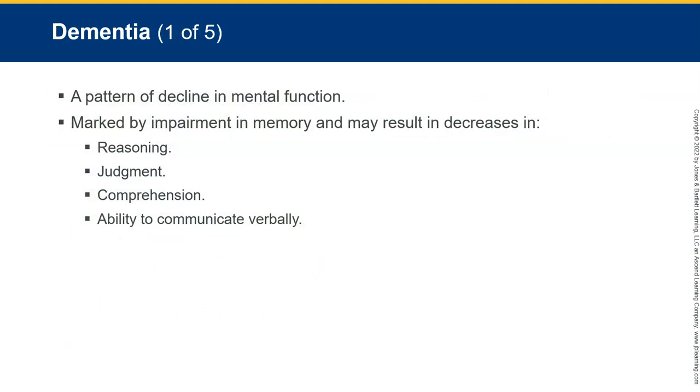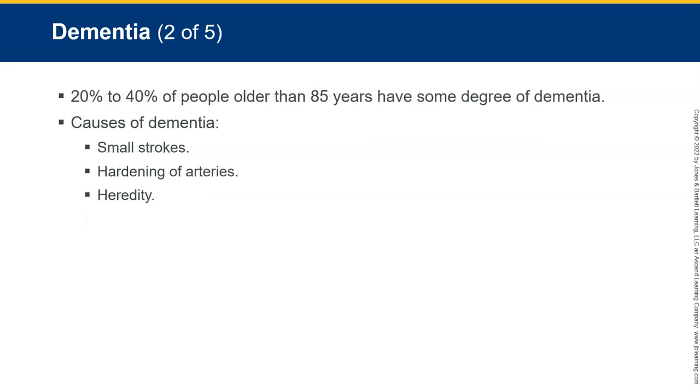Dementia. As people age, some experience a decline in mental function. A pattern of decline in mental function, that's what we're talking about, is dementia. It's a progressive, usually irreversible decline in mental functions. It's marked by impairment in memory and can result in decreased reasoning, judgment, comprehension, and ability to communicate verbally. 20 to 40% of people older than 85 have some degree of dementia. Senile dementia is a general term used to describe an abnormal decline in mental functioning seen in older patients.